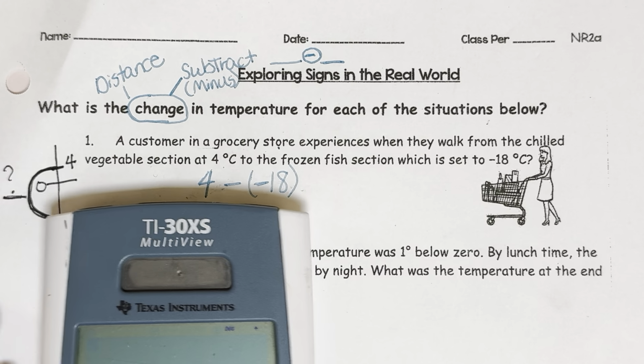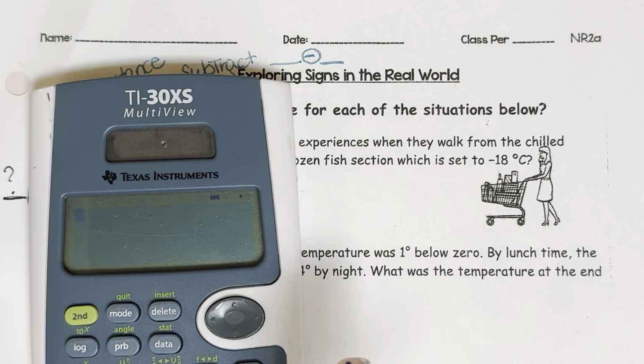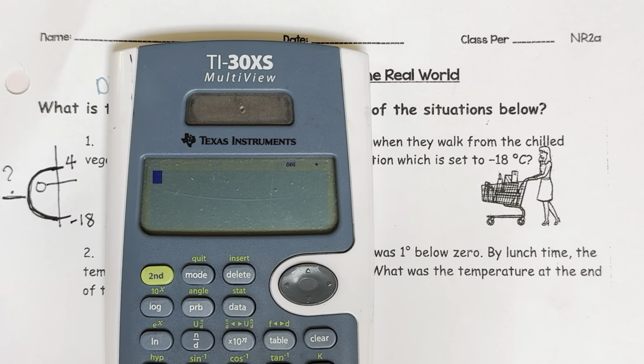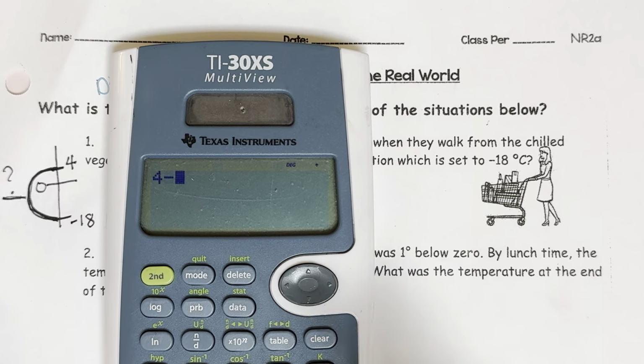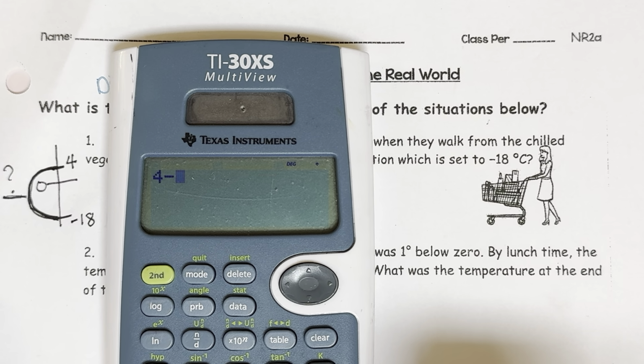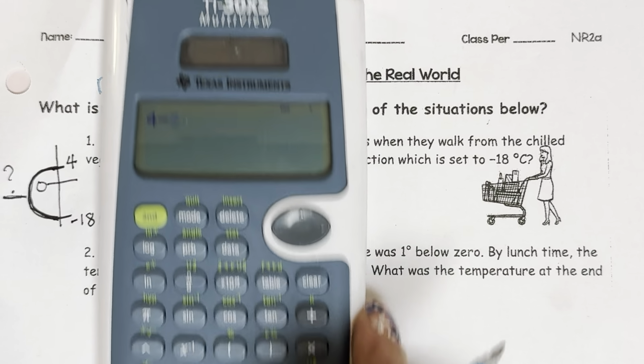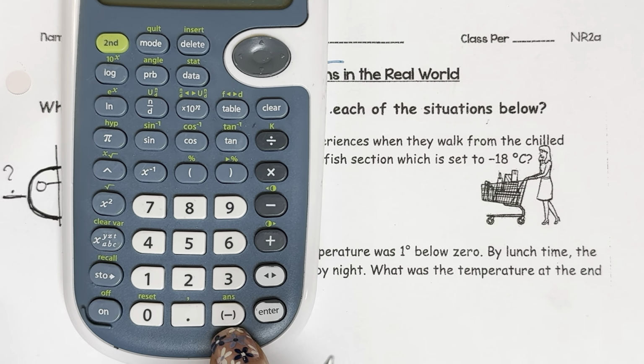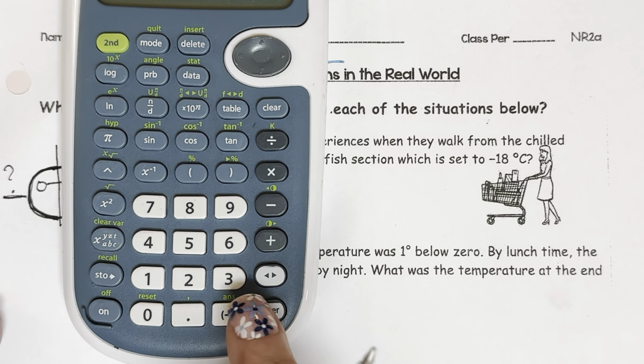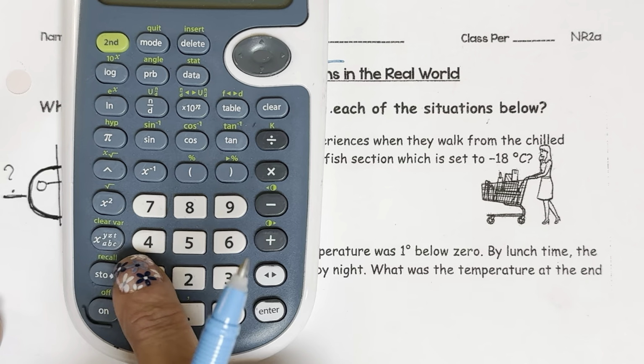So what do we have right here? We've got 4 minus negative 18. So we're going to put that in the calculator just like it is on there. 4 minus, the minus sign's right here. The negative sign is going to be down here up under the number 3. So 4 minus negative 18.